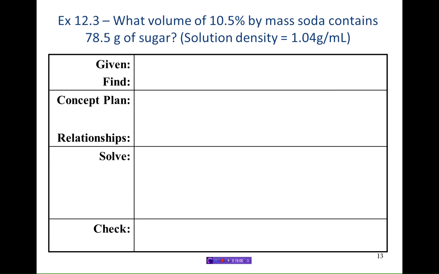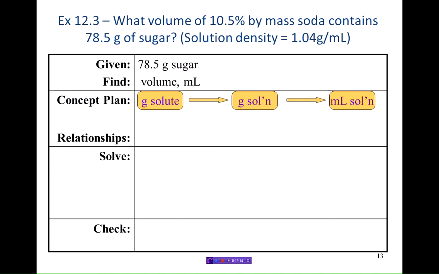So you know that you've got 78.5 grams of sugar. You want to find the volume. So our idea is to take the grams of solute, then find the grams of solution, then find the milliliters of solution. And some of the relationships that we can use is 100 grams of solution equals 10.5 grams of sugar. So we get that from our concentration.